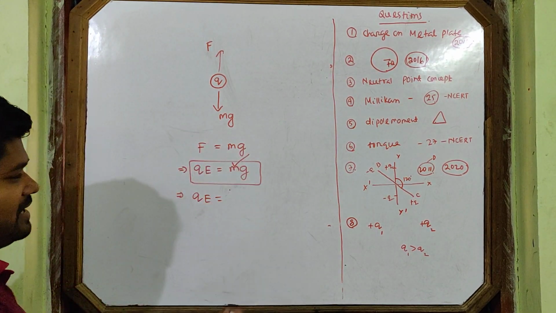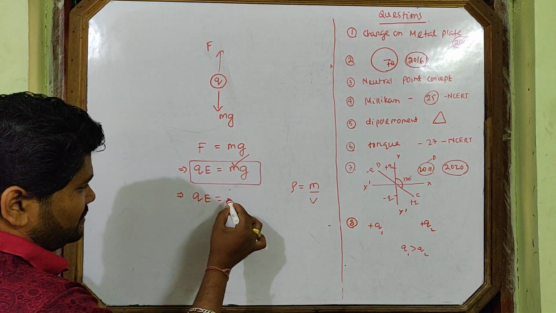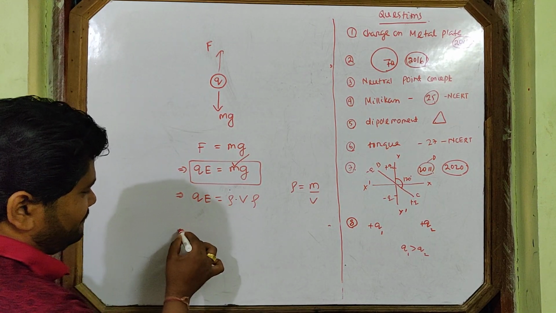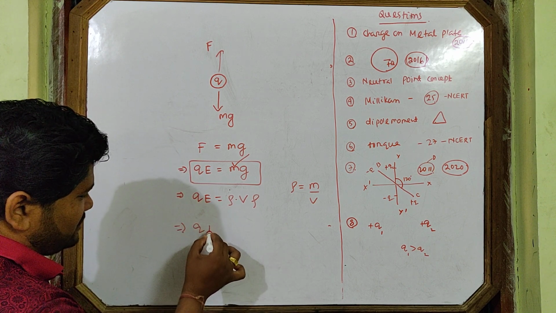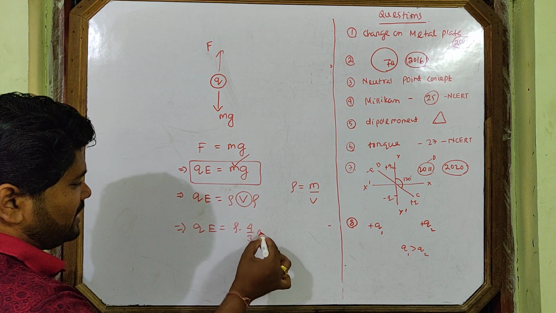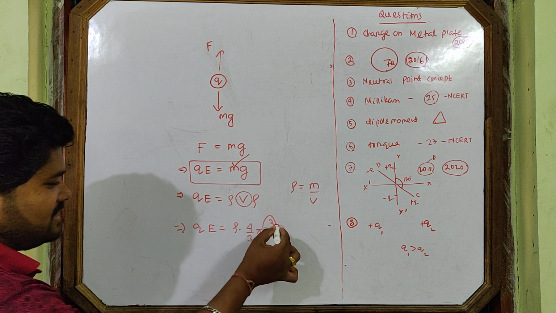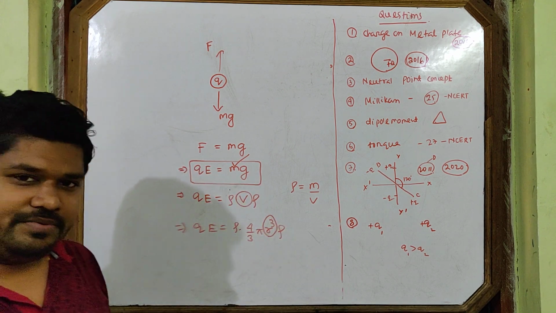Then you have to convert the mass. You know density is equal to mass by volume. So mass is equal to density into volume. Density must be given in the question. Then what is the volume expression? 4 by 3 pi r cube. Then, in the NCERT book, it is asked to find the radius of the drop.